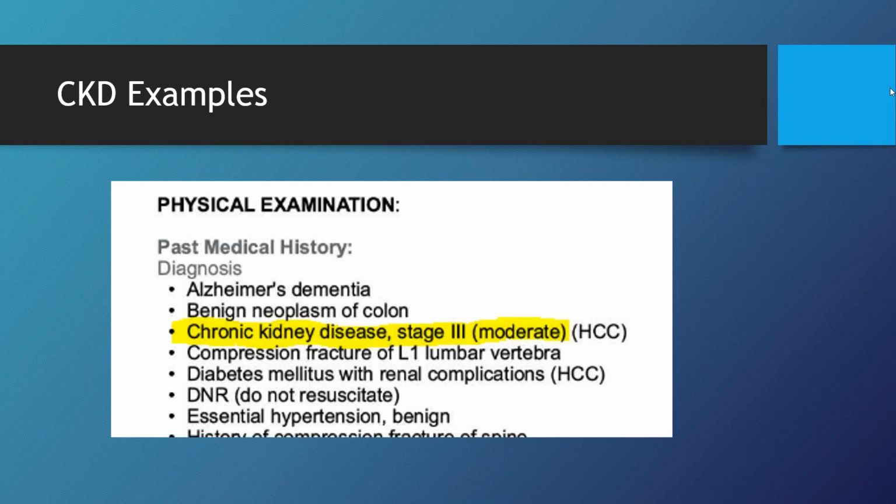Here we have documentation of past medical history. This specific documentation example clearly states that the CKD is stage 3, and that is what a coder needs to know. If the stage is not noted in the documentation from the provider, it will need to be queried.